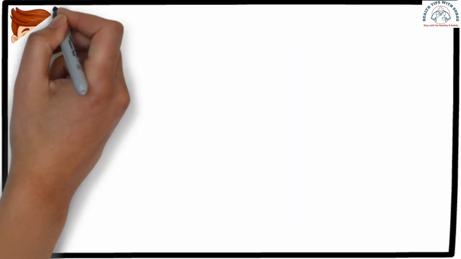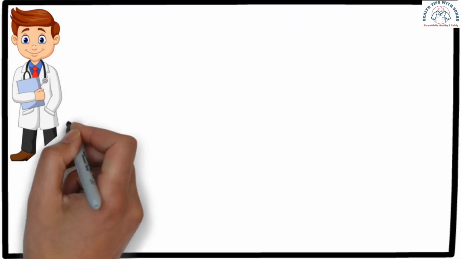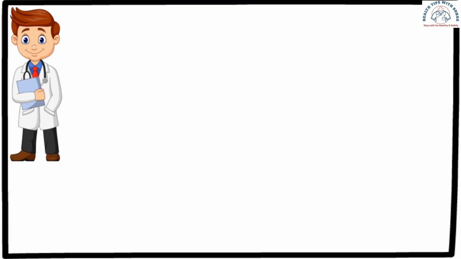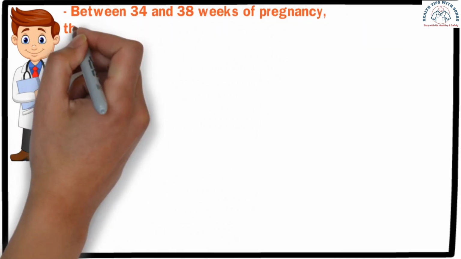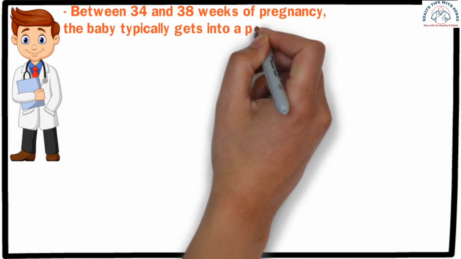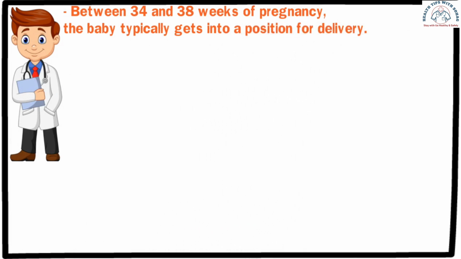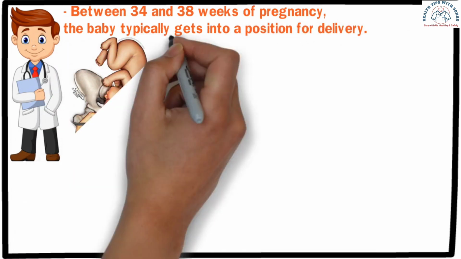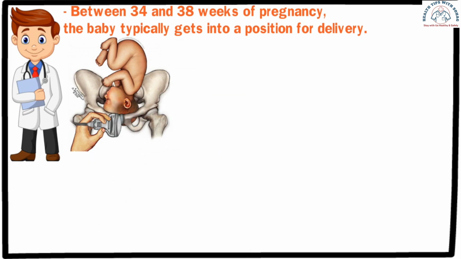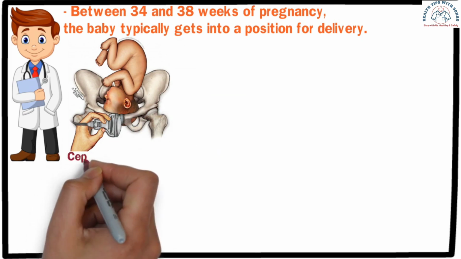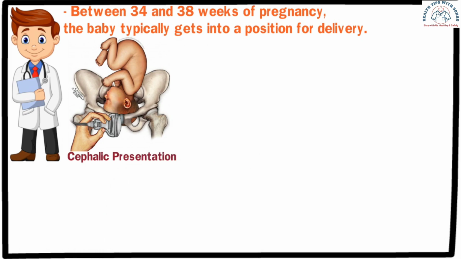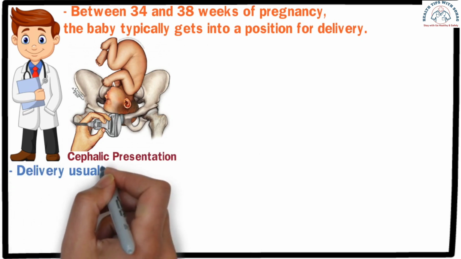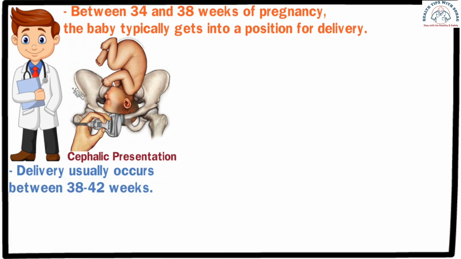Many people comment and message me asking how to correct the baby's position if it is not in a normal position. To answer this question, there is something important you need to understand. Between 34 to 38 weeks of pregnancy, the baby typically gets into the position for delivery. That means from around 34 weeks, the baby usually begins to move into the cephalic presentation, head down position, and by 37 weeks, the position is generally fixed. Delivery usually occurs between 38 to 42 weeks.